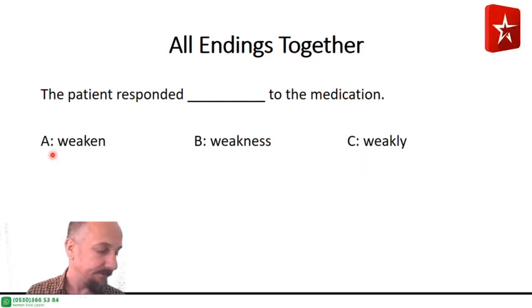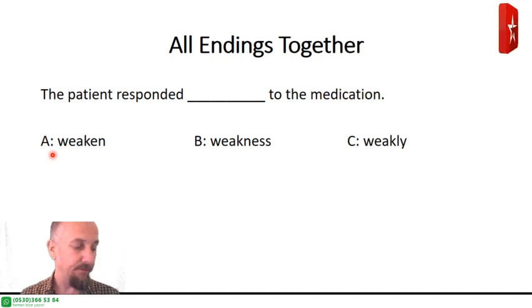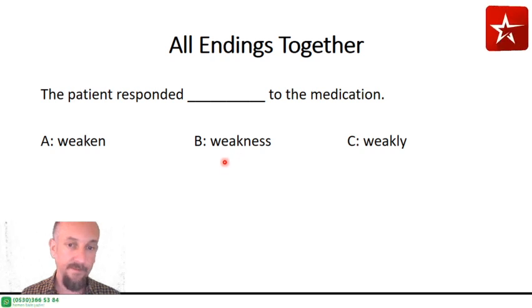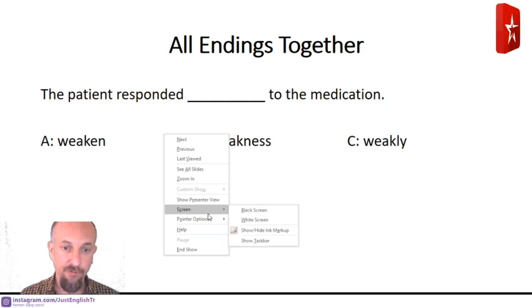Kerem says A. Miss Gulcan says B, responded weakness. Dilan, she's not so sure about C. Pelin says C. So it's about 50-50. Mehmet says C. Kerem Ali Bayar says A. Erdogan, welcome Erdogan. Welcome to the class. Erdogan says B.